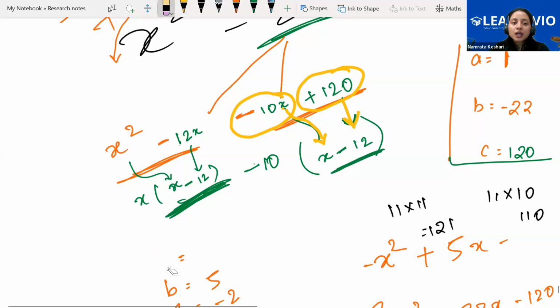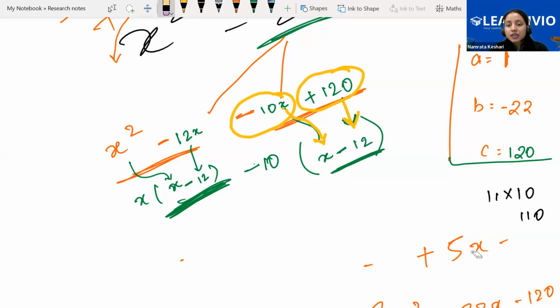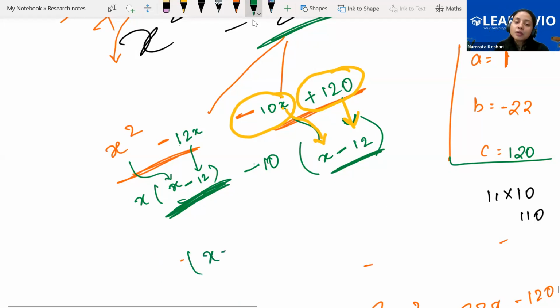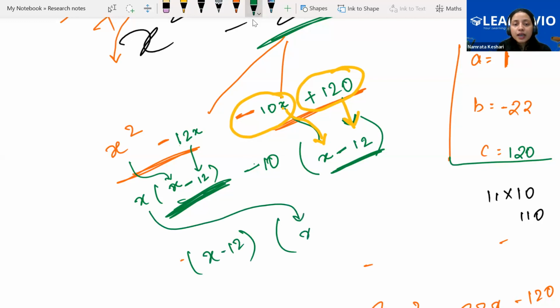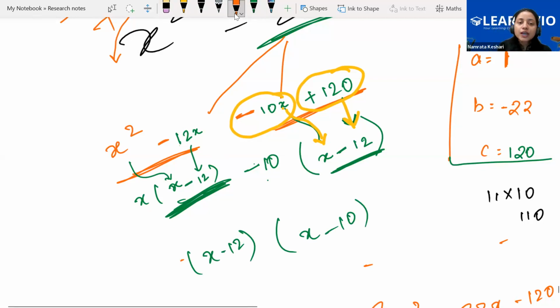Our purpose, Furkan, is to maintain exactly the same terms in both the brackets. Can you see both brackets have exactly the same terms? X minus 12, X minus 12. Now we will take X minus 12 as a common factor, and the other factor will be this X and this minus 10. Basically, we have two terms over here. One of the terms is this and this is another term.